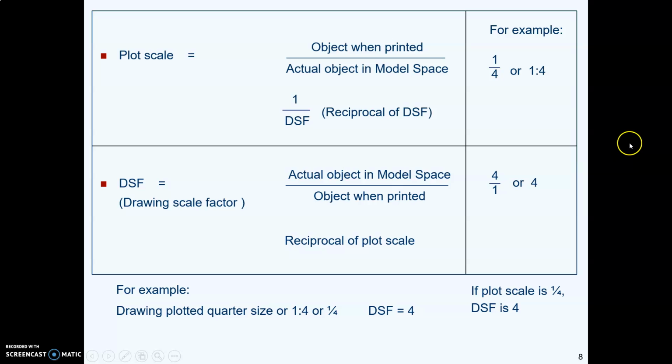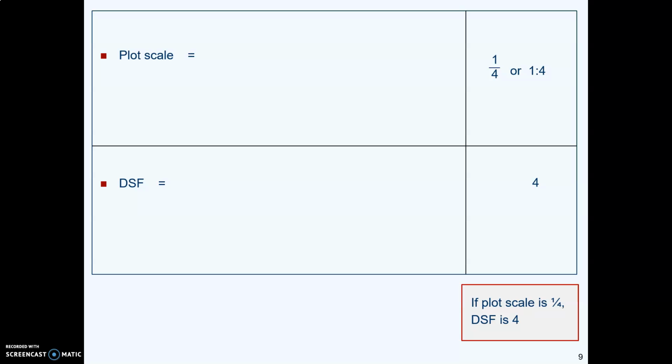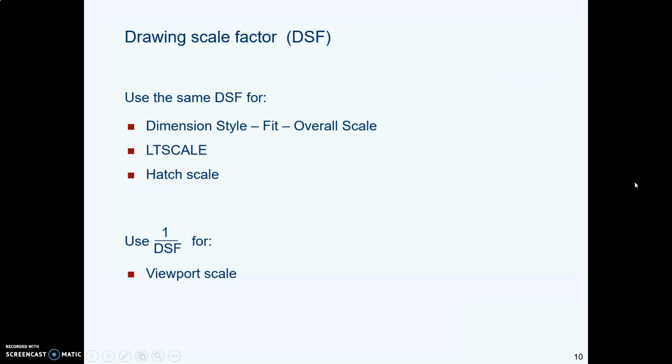Here's a bunch of examples about a scale of 1 to 4, but here it is boiled down a little bit more simply. If your viewport scale is 1 to 4, then your drawing scale factor is 4. That's it. Whatever number is in the bottom of your fraction here, that number is your drawing scale factor. And as we just said a minute ago, you use that for your dimension style scale. Oh, come to think of it, your leader style also. You use it for your line type scale, your hatch scale.